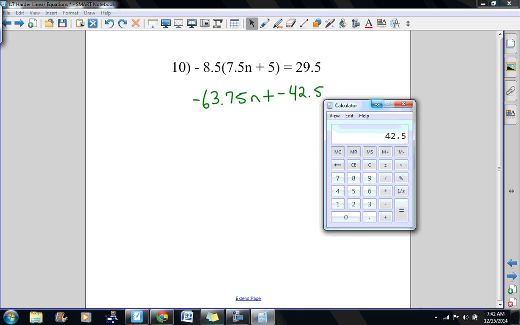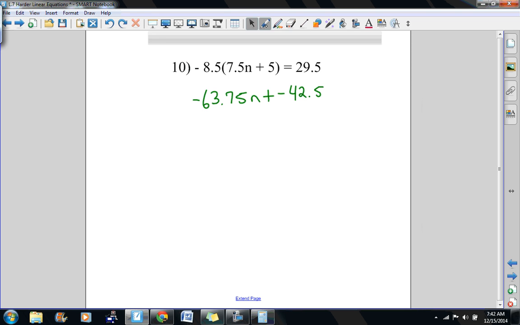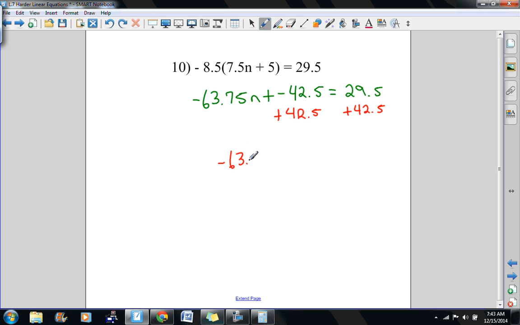Yep. So that is equal to 29.5. One sec here. So now I have to add this 42.5 to both sides of the equal sign. Well, that got messy. So I end up getting negative 63.75 n is equal to 13.